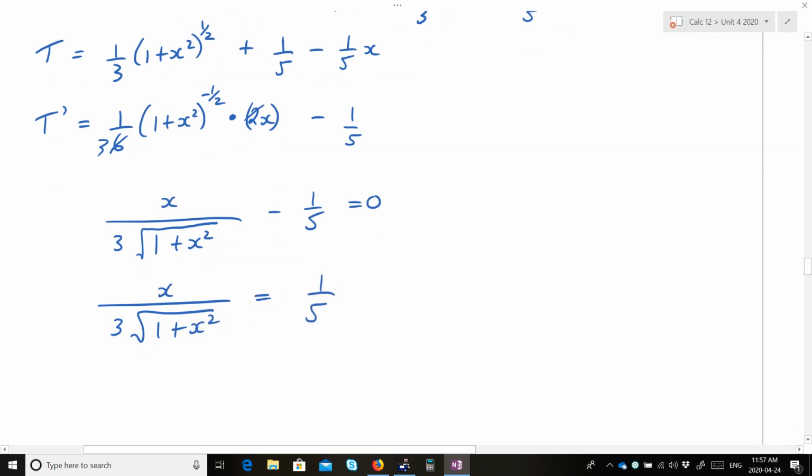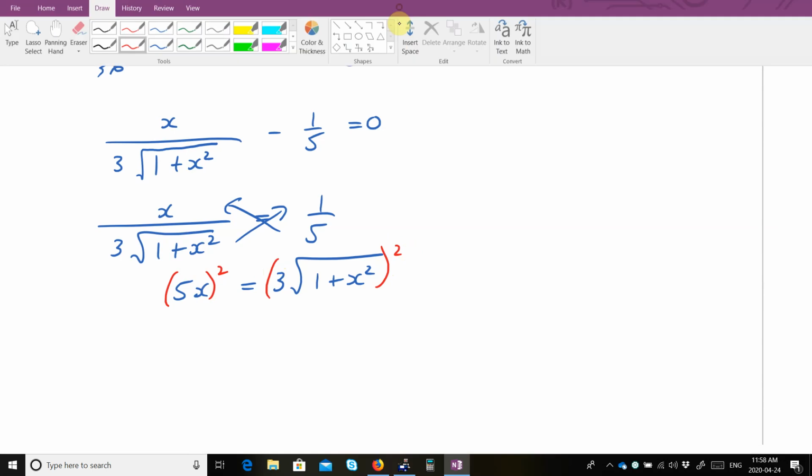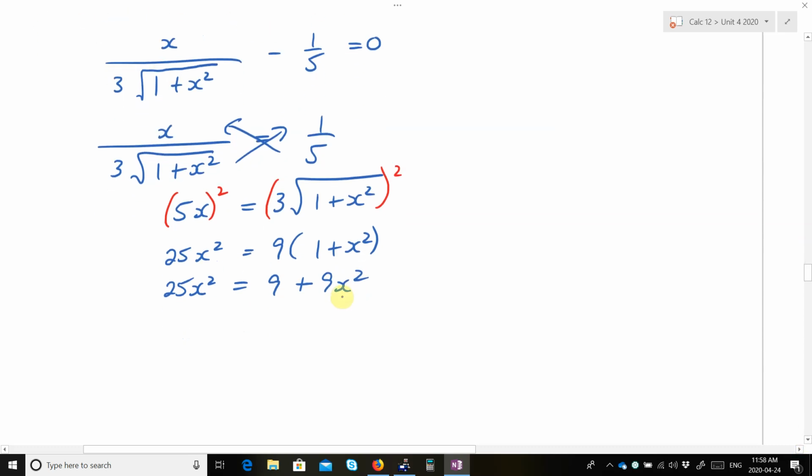To find the critical points, I just added the 1/5 over to the other side, and now I'm going to cross multiply and get 5x equals 3 times the square root of 1 plus x squared. And maybe we could square both sides to get rid of the square root. And we will get 25x squared equals 9 times 1 plus x squared. And we get 25x squared equals 9 plus 9x squared. Subtract 9x squared from both sides, and we will get 16x squared equals 9. So x squared equals 9 over 16.